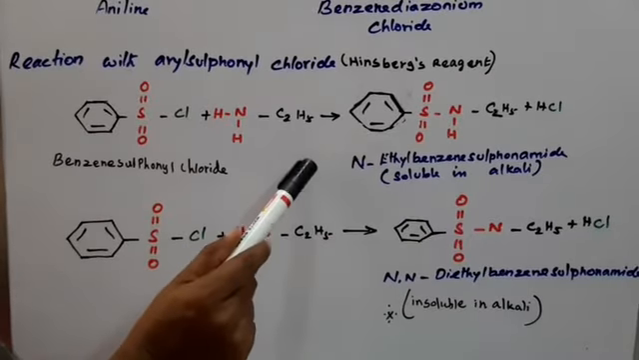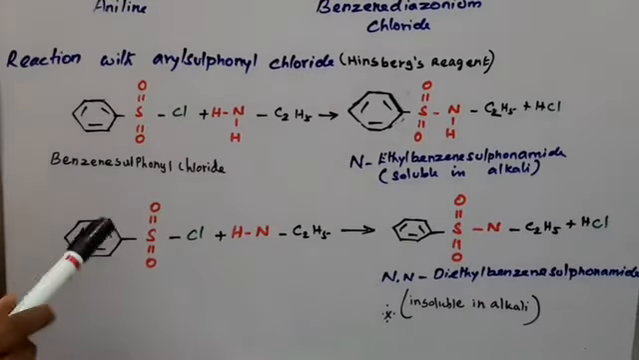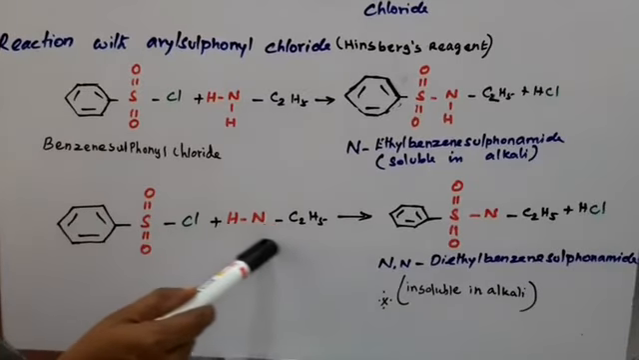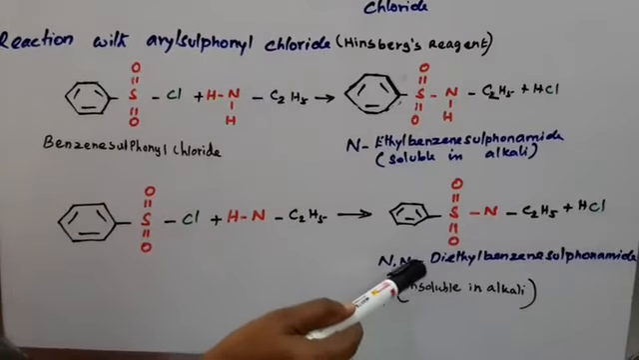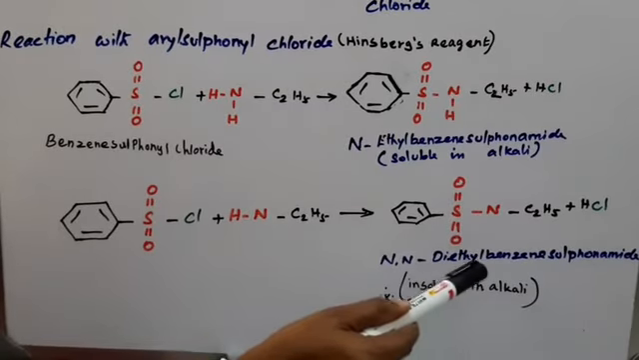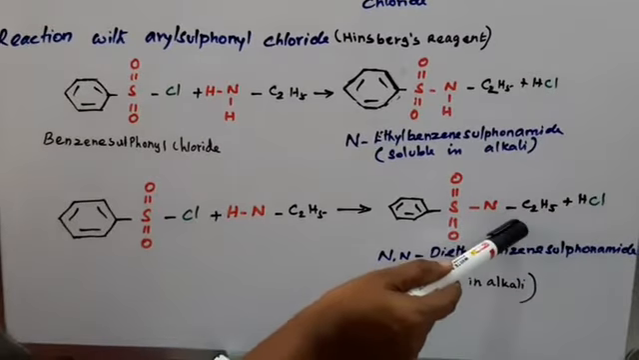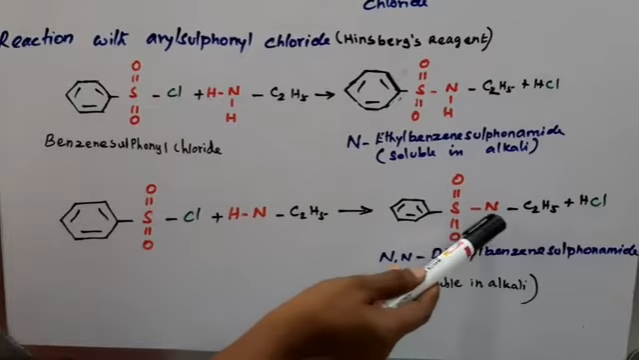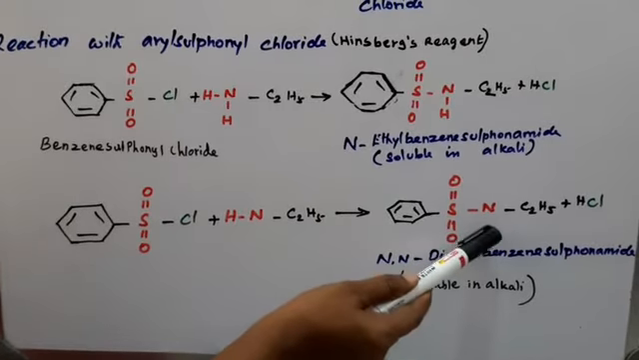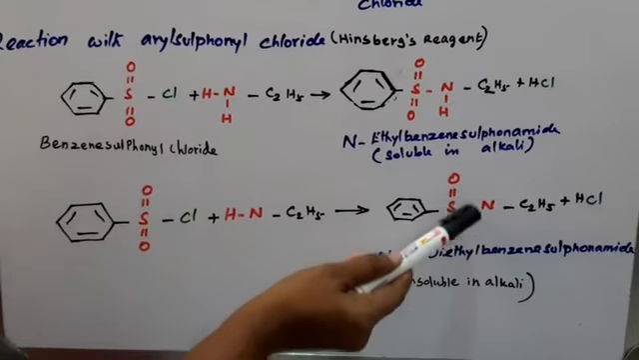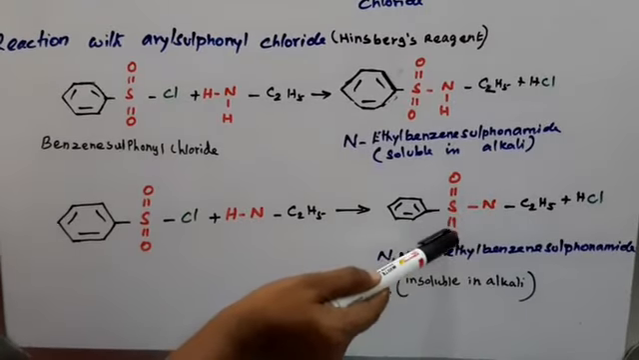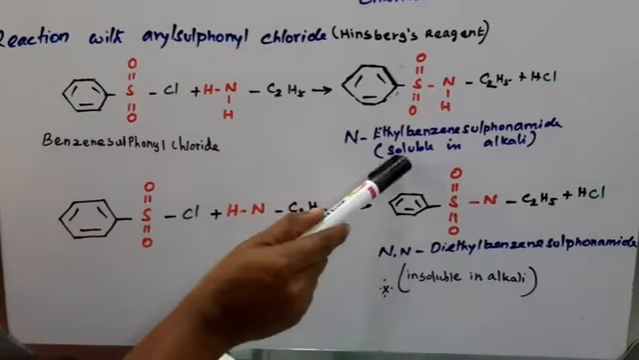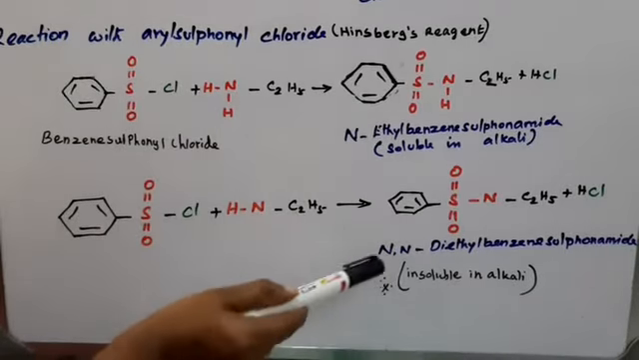So this is your primary amine. And with the same Hinsberg reagent, the secondary amine gives the product N,N-diethyl benzene sulfonamide. It is insoluble in alkali because here there is no hydrogen on the nitrogen attached to SO2, so it will not dissolve in alkali. This is the difference between primary and secondary.